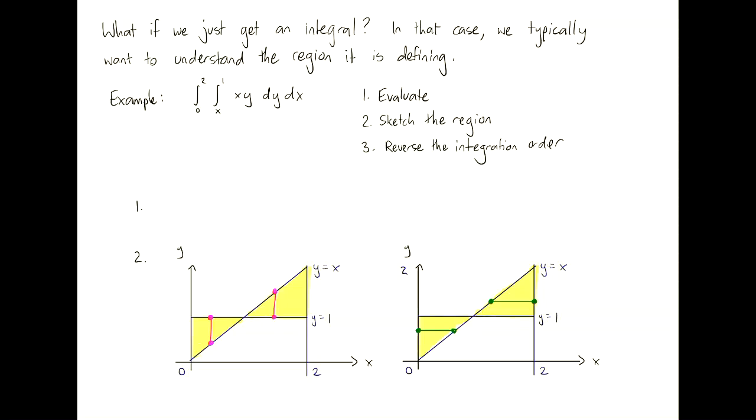First, I'm just going to evaluate that. This is an integral I can evaluate. I don't have to think about the region. That is a series of symbols we can move around to get an answer. So let's do that. Integral from 0 to 2. Inside is the integral from x to 1 of xy. So let's evaluate that, and we get x squared y squared over 2 from x to 1.